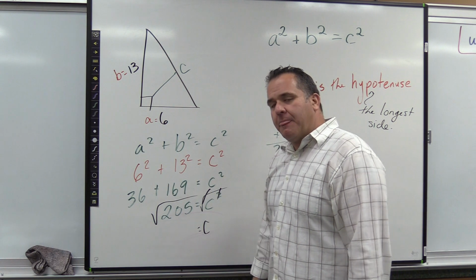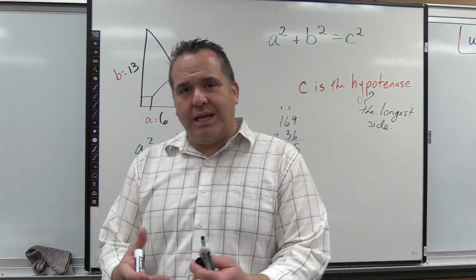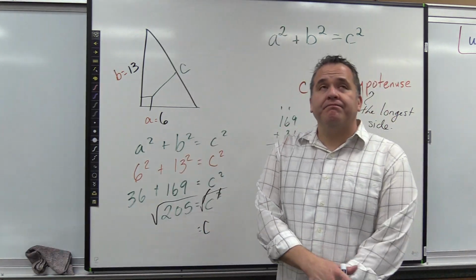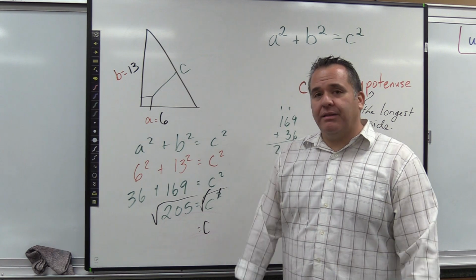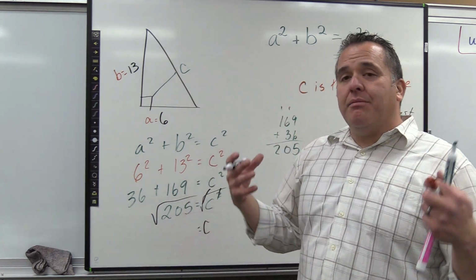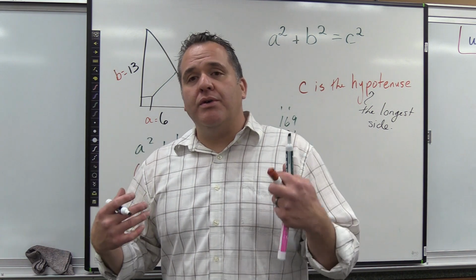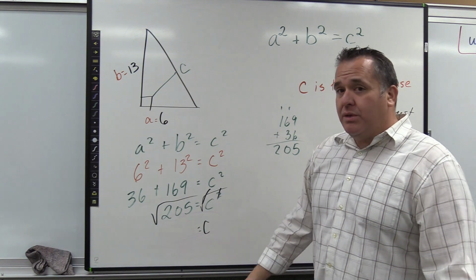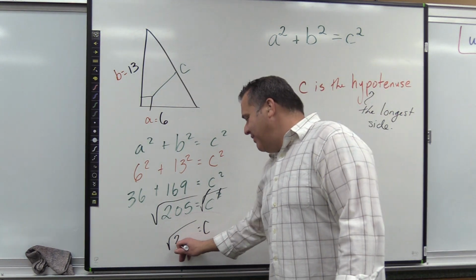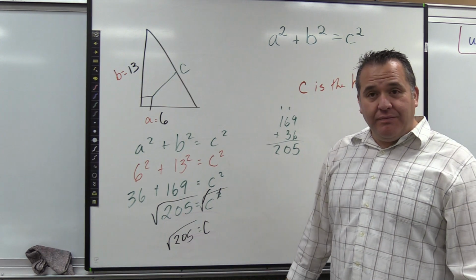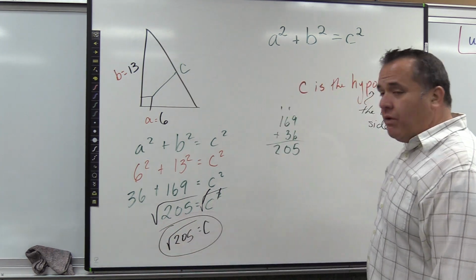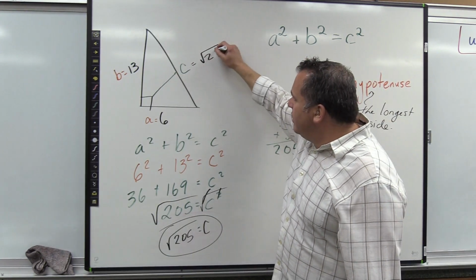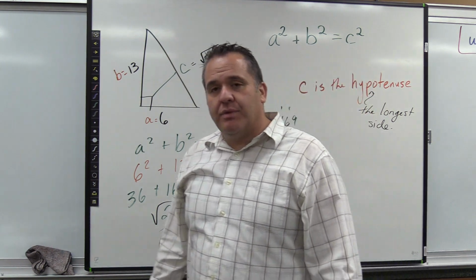Now, let's think for a second. Is there a number that multiplies together, they have to be the same, that will equal 205? Nope, I can't think of one, okay? There is not a number that multiplies by itself to equal 205. So we will not get an exact answer for this. So you know what we should do? Let's just leave it as the square root of 205. That's it. And we're done. Square root of 205 equals C. So right up here, where the C is, I'm going to put equals square root of 205. And that's it. We're done.